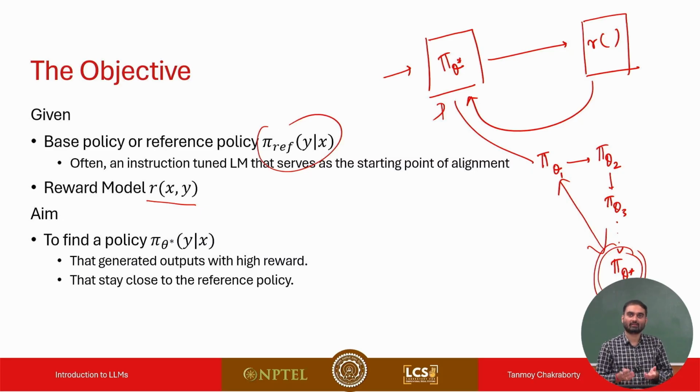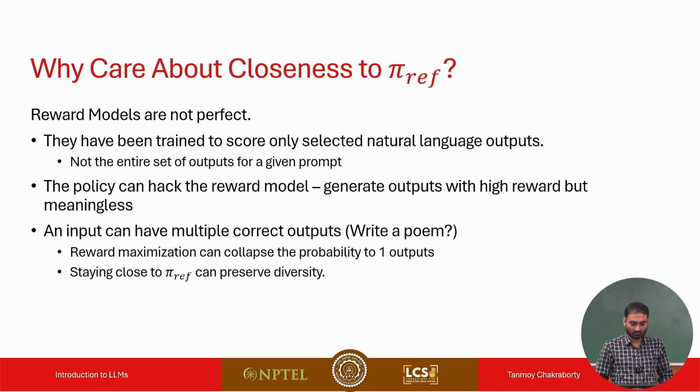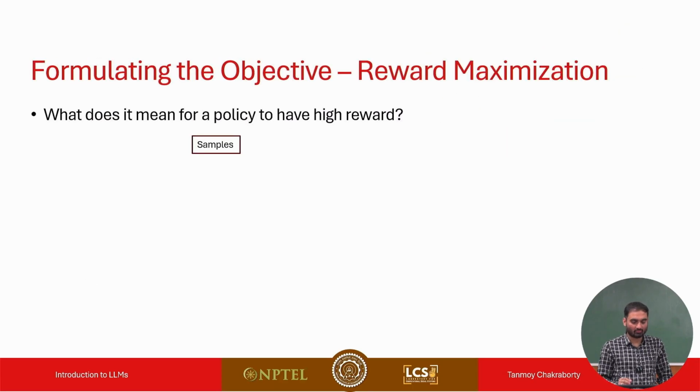What is a reference model? The reference model is the initial state of the policy model. Let's say pi theta 1 is my reference model, so this is pi ref, and the hope is that my final model should not be very different from the reference model. Okay, so how many objectives do we have? We have 2 objectives. One objective is we maximize the reward, and the second objective is we don't want the model to deviate from its initial state, essentially.